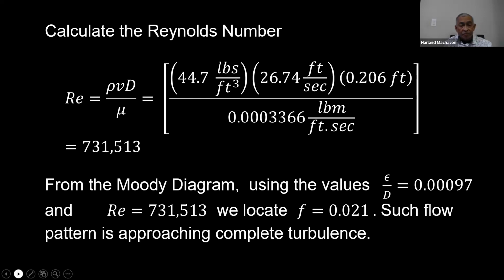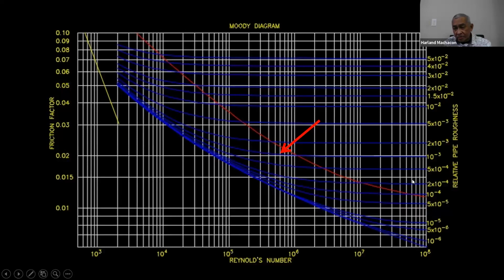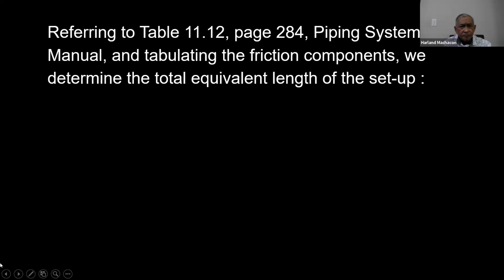We'll show to you how it was being located. So this one here, the blue curve, is the relative pipe roughness, and these vertical grid lines are the Reynolds number. Once you have located the Reynolds number, you have located the curve here. For the relative roughness, you can read the Moody friction factor, 0.021.